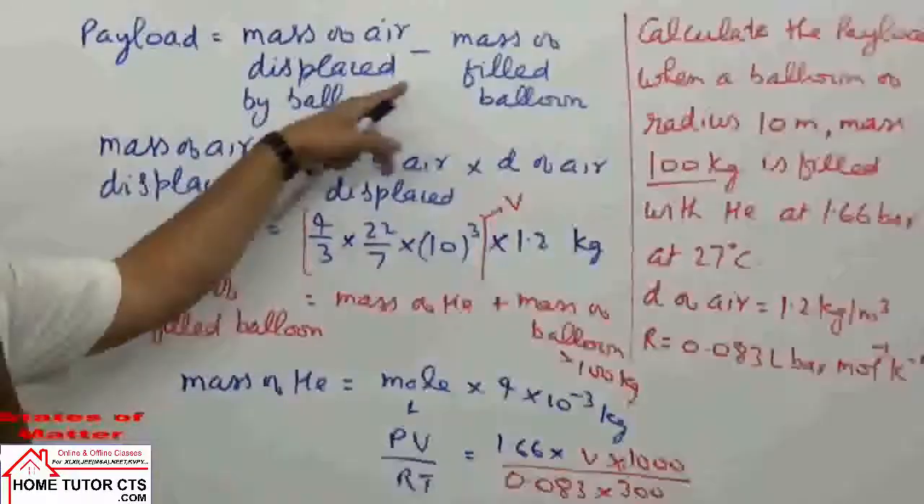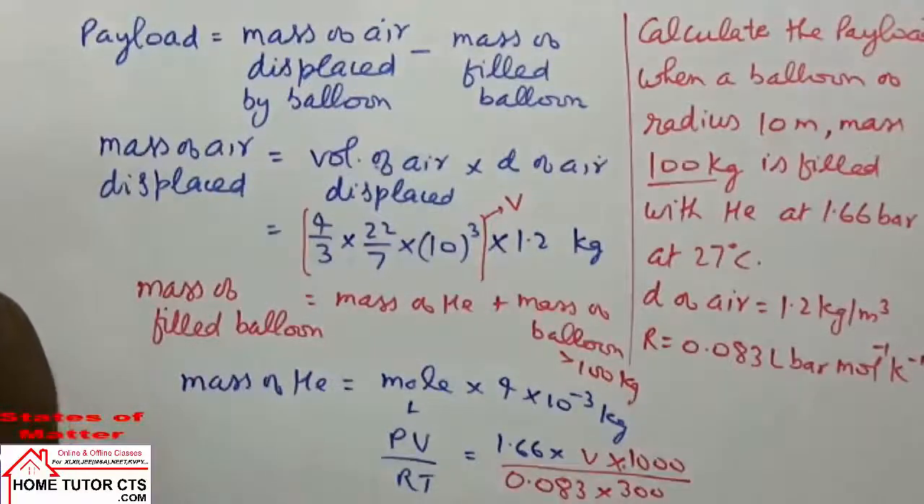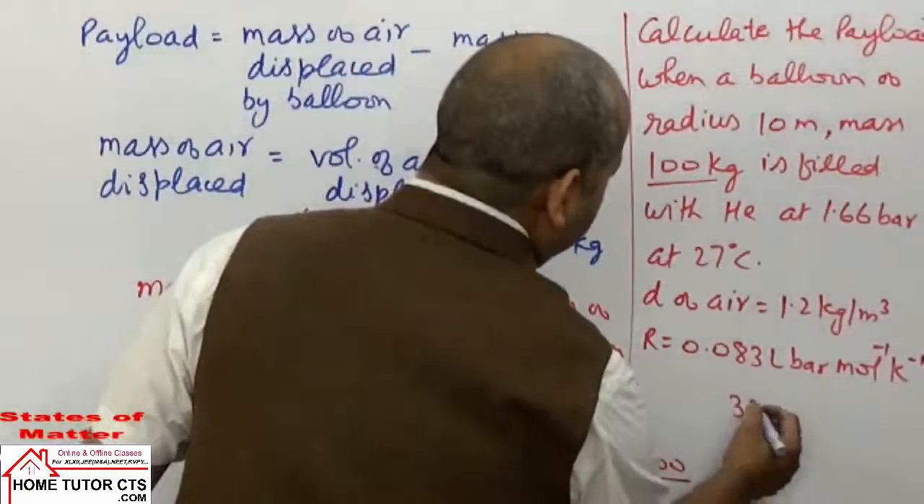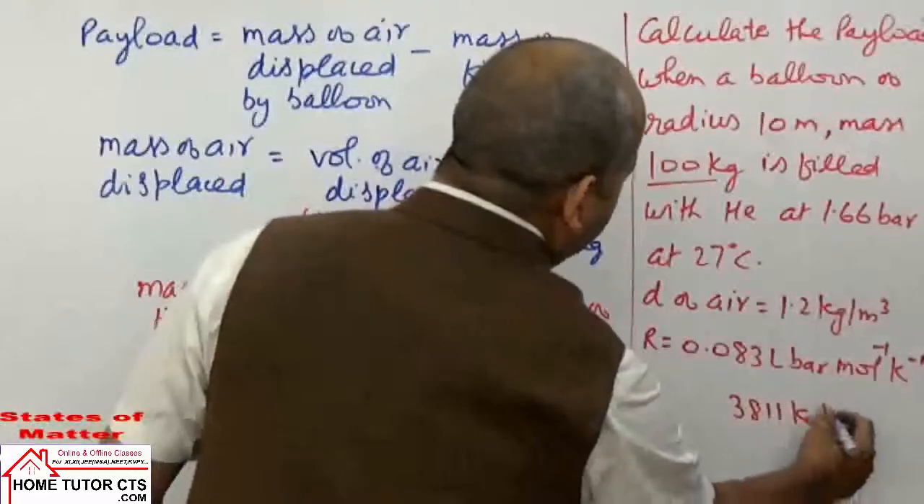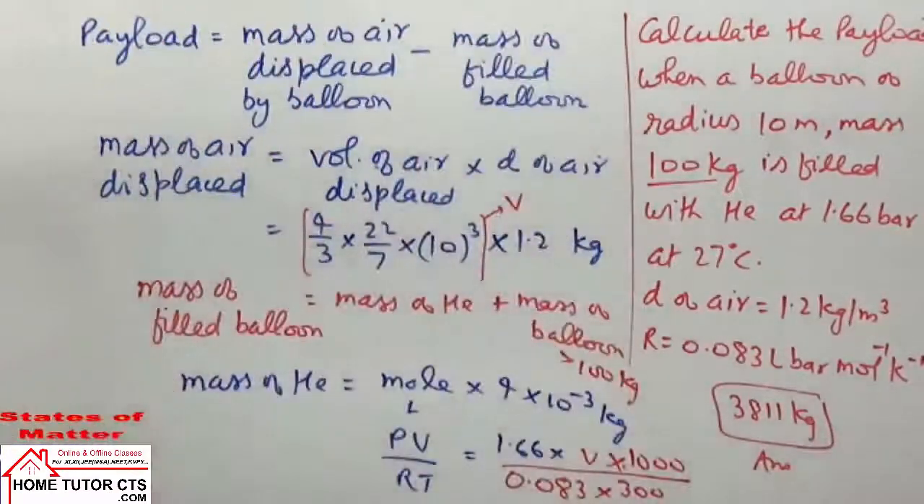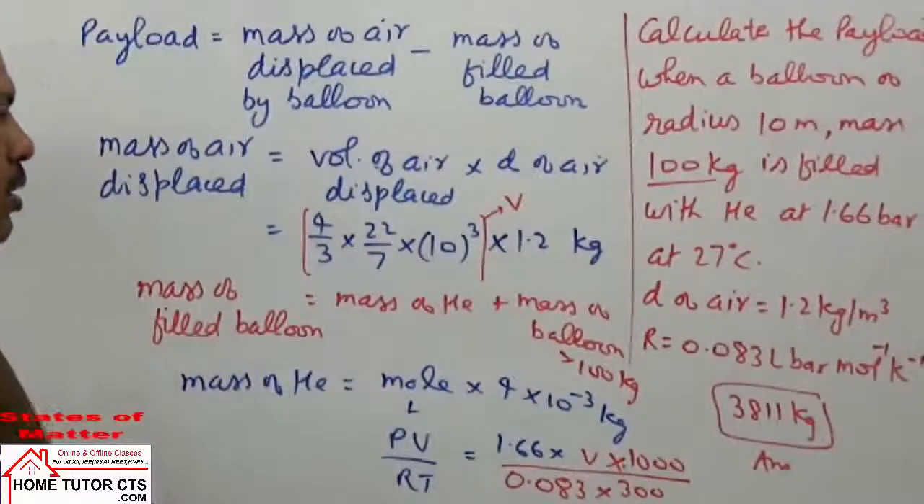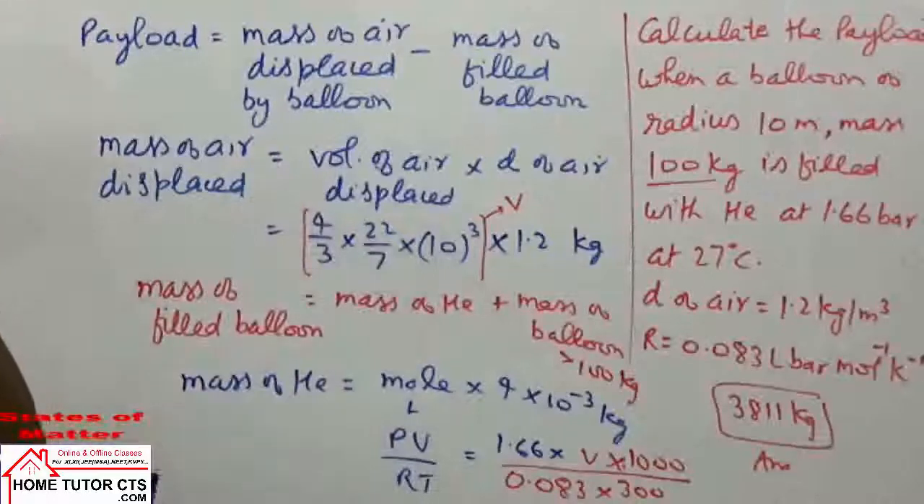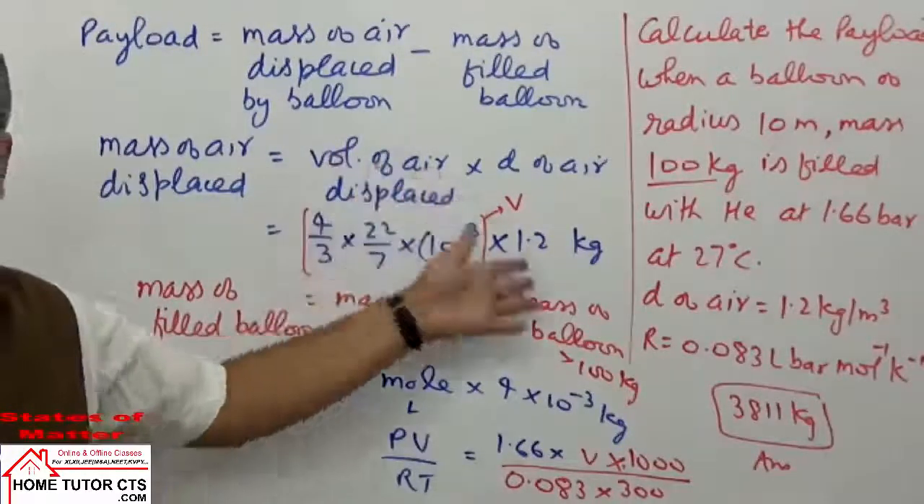Then the difference of the two masses will be taken as the payload of the balloon. Okay, so we can solve the answer. Answer should come on solving as 3811 kg for this question. I hope it's an easy question, but keep this concept in mind. If you get any payload based question, you can approach it this way.